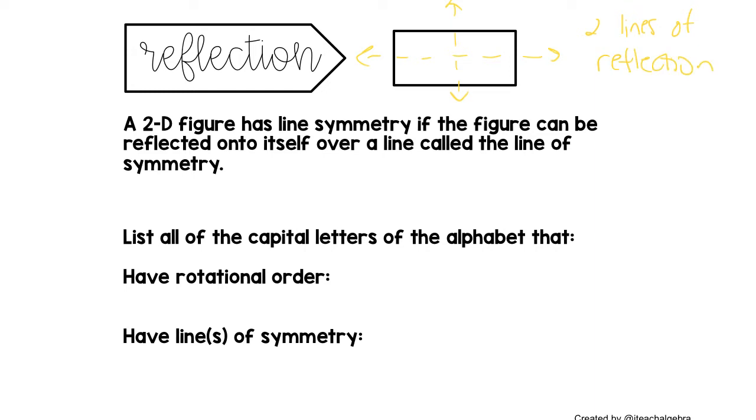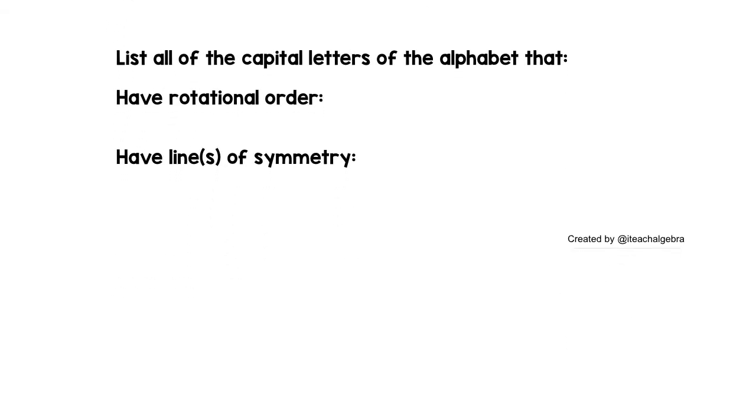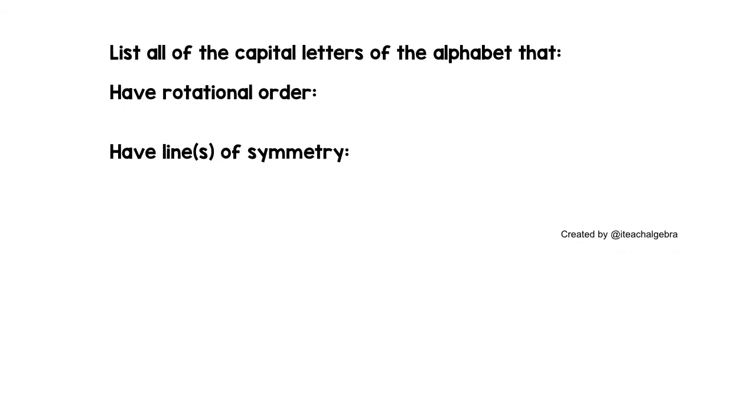All right, list all the capital letters of the alphabet that have rotational order. Pause here. Give me one letter of the alphabet that has rotational order. I can rotate it around its center and get the same letter. Ready, set, go. All right, there are 7 letters. I hope you listed one of these.